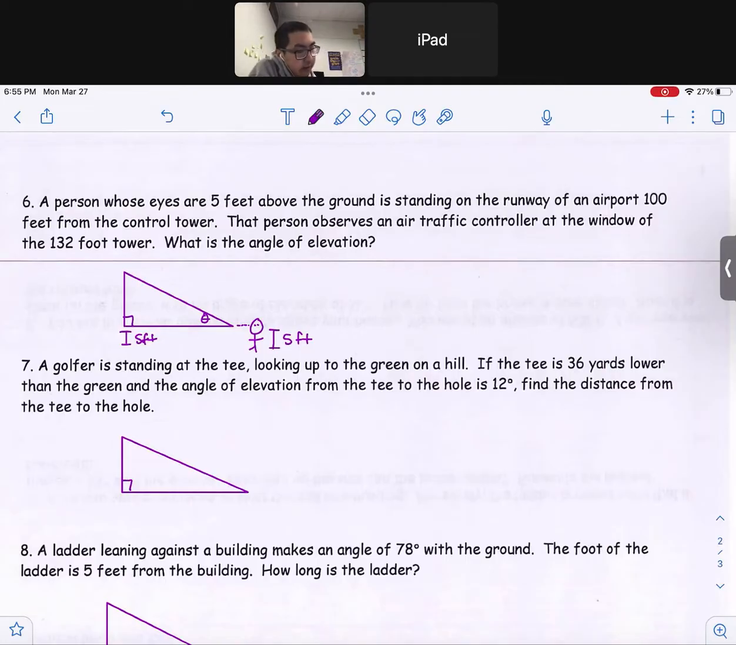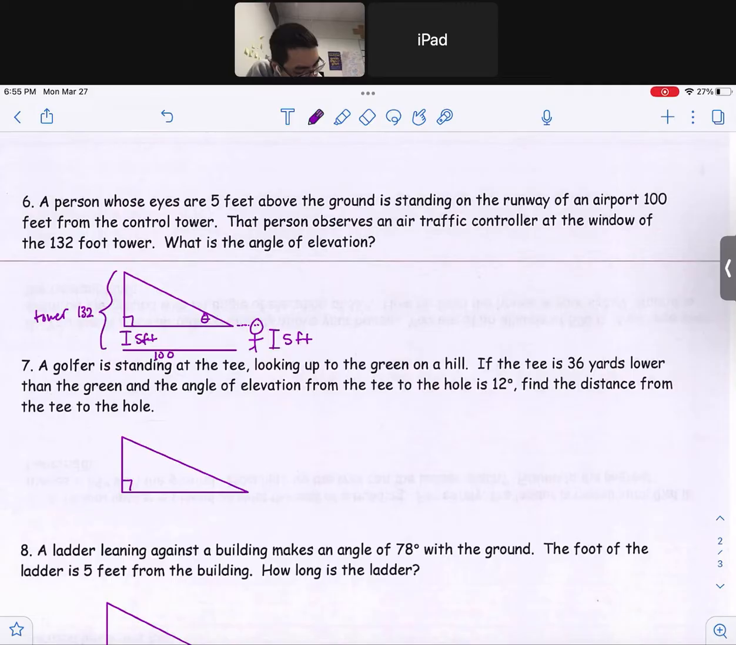So they're standing on this ground runway, you guys, that's 100 feet away from the control tower. So here's the control tower, everybody. From a control tower, that person observes... Okay, so the tower is 132 feet. What is the angle of elevation?